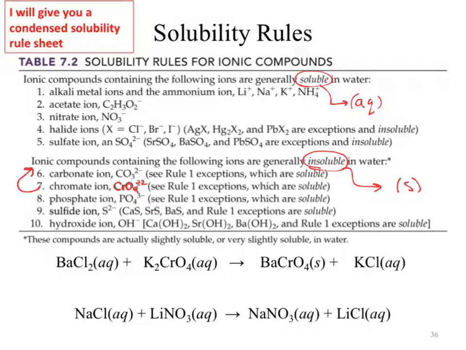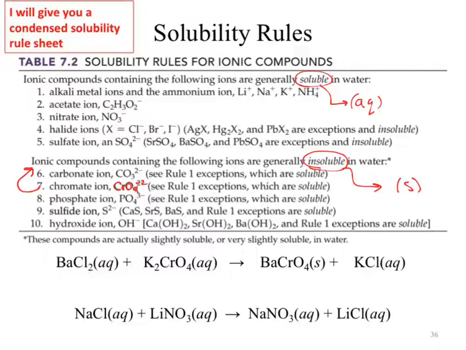Rule 1, alkali metal ions and the ammonium ion are always soluble. Notice how many exceptions follow Rule 1. No exceptions. There are no exceptions. Those other numbers are for different compounds. There are no exceptions to rule number 1. Potassium being a group 1 metal will make that compound water soluble.